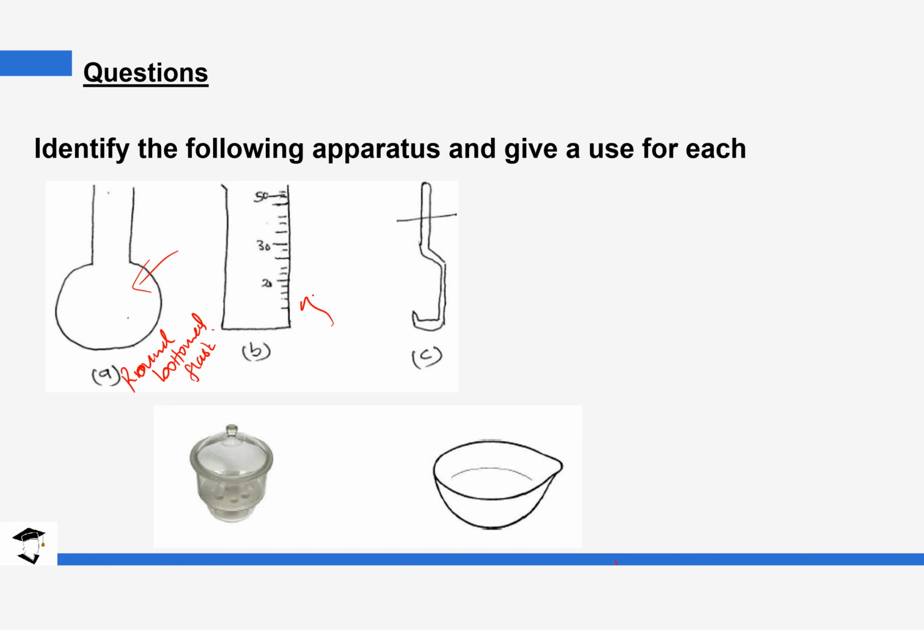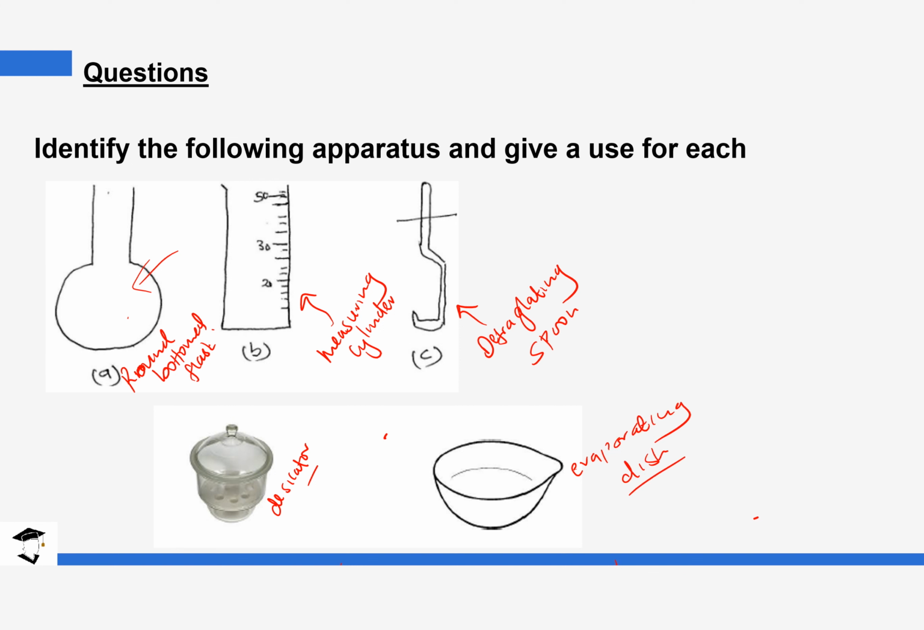We have the measuring cylinder. The measuring cylinder is used to measure approximate volumes. We have the deflagrating spoon. It helps to hold substances that are being burnt. We have the desiccator. In the desiccator, we usually place substances that we want to keep dry or to keep away from moisture. And then we have the evaporating dish. This is used for evaporating liquids.